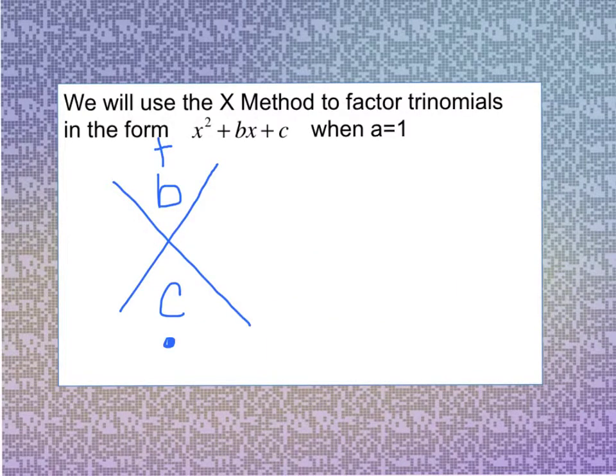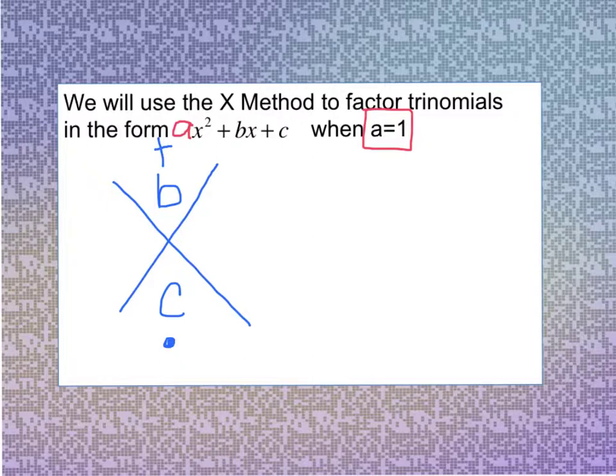There are a few methods to learn when factoring trinomials, and the method that we're going to use is called the x method. So we will use the x method to factor trinomials in the form x squared plus bx plus c when a equals 1. And you might be wondering, what do I mean when a equals 1? Well, technically there's an A in front. In your textbook there's not for this section, but there definitely is an A there, and the A equals 1 in this case, which is why in your textbook they don't write the A term there.